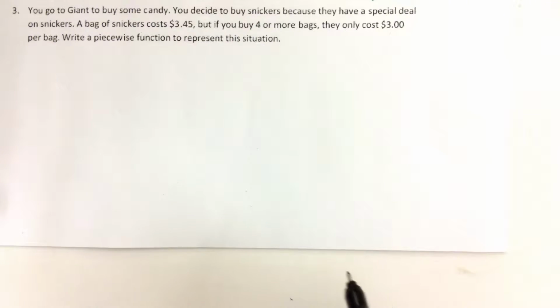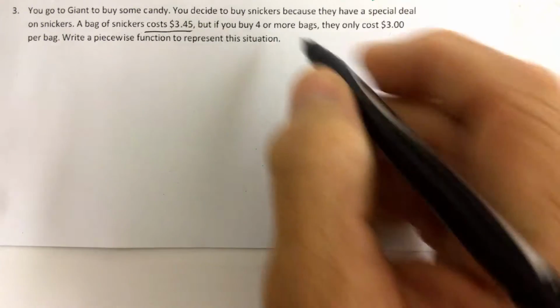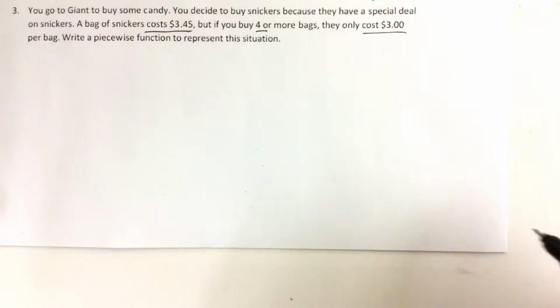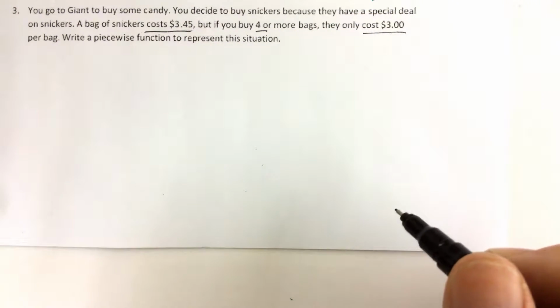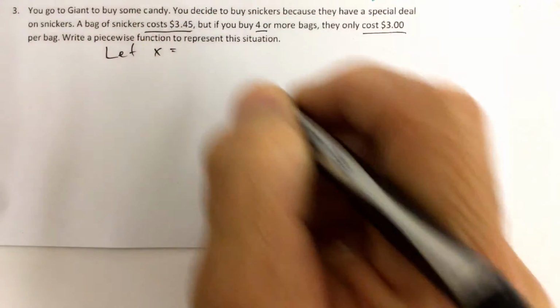In problem number 3, a bag of Snickers costs $3.45. If you buy 4 more bags, they only cost $3 each. So for a piecewise function, the first thing we always want to do is make sure we define our variables.